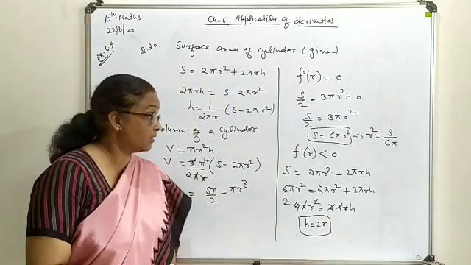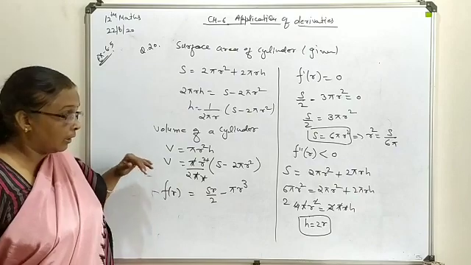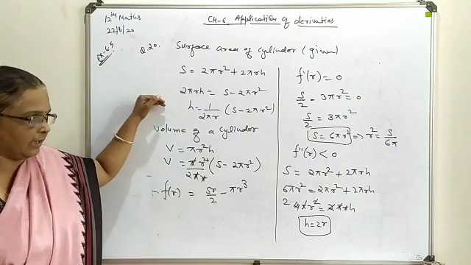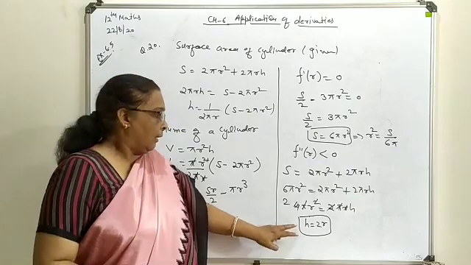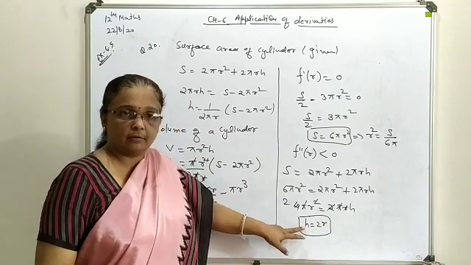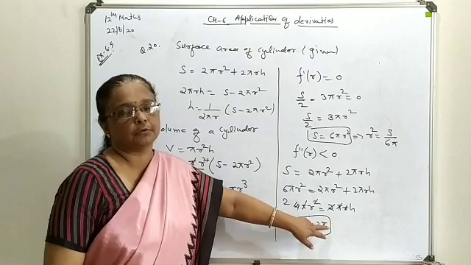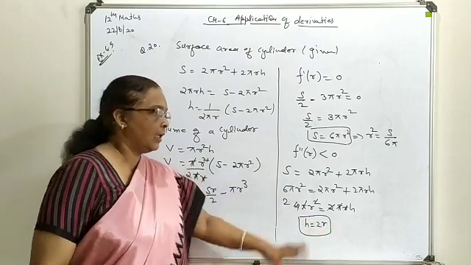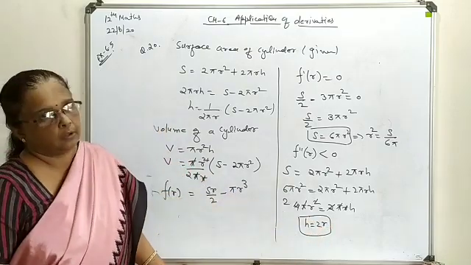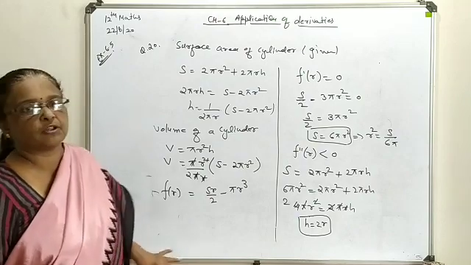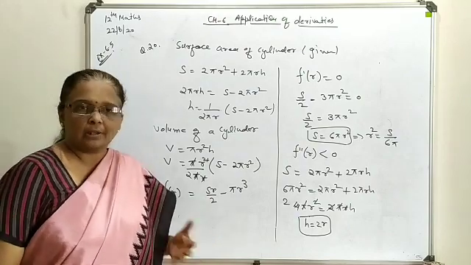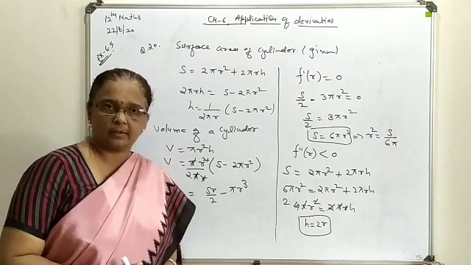Means to maintain its maximum volume with given surface area, the height of the cylinder will be twice its radius, or equal to the diameter of its base. This is also one of the important questions. So try to attend some illustrations based on this category. In the next class we will discuss some more questions. Thank you.